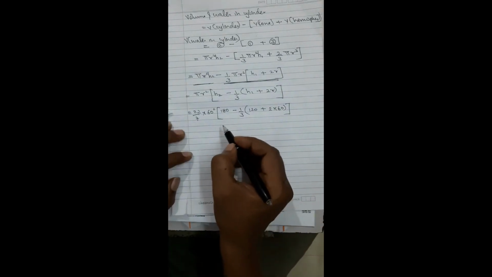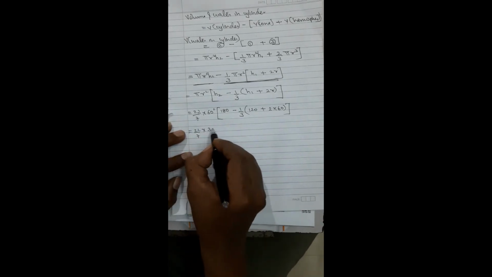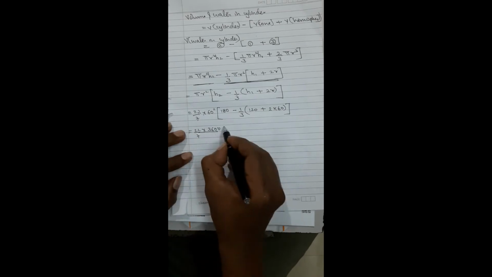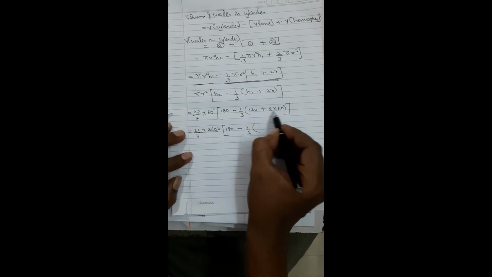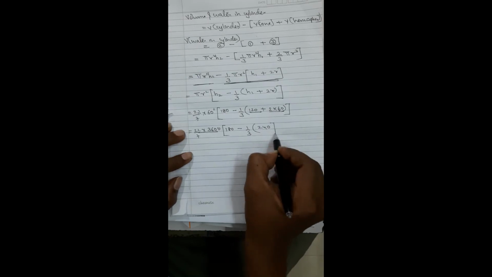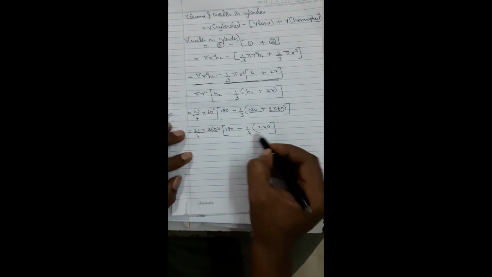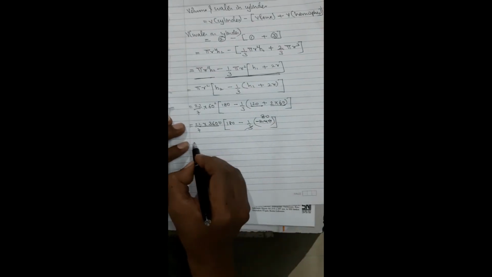So now if we go to solve this, 22 upon 7, 60 into 60 will give you 3600. 180 minus 1 upon 3 into 120, this also will be 120. This will give you 240. See, suddenly it has become so easy, but this is not yet easy.